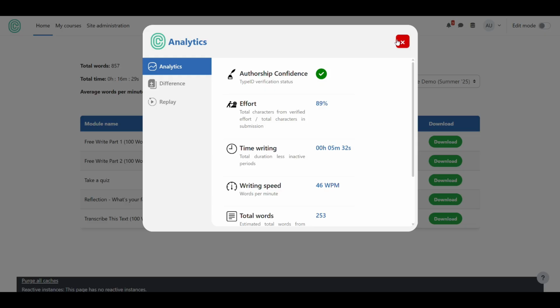So those are a couple different ways that you can look at Cursive's authorship and analytics. Getting a holistic view of the student effort, especially for a single student, is a great way to build a longitudinal relationship with that writing and to see their writing evolve over time.